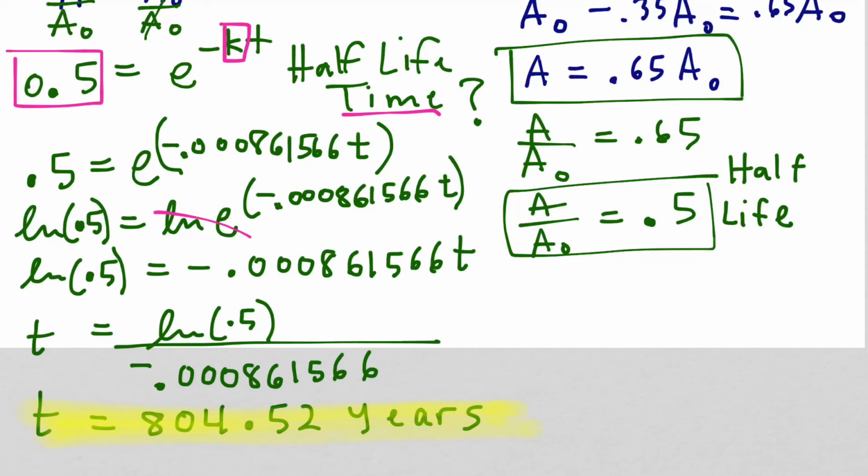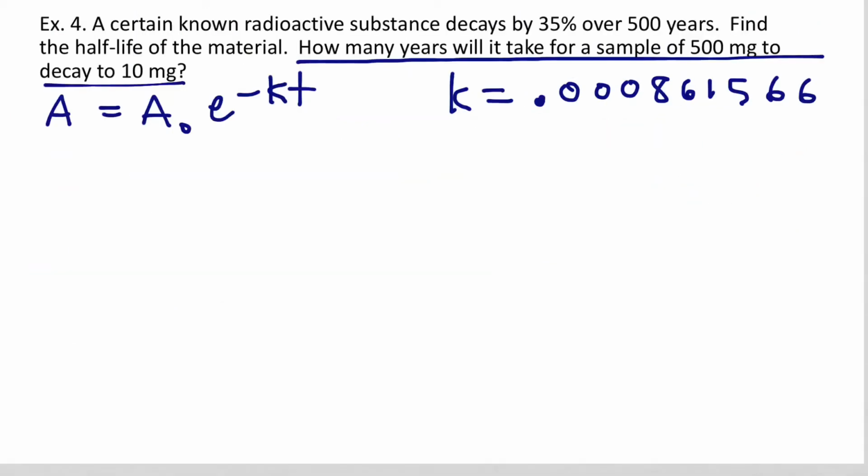All right, and then you can do some rounding, but be careful because it's very sensitive how it'll accept your homework problems, as we know. Let's do the last part of the question now. It says, how many years will it take for a sample of 500 milligrams to decay to 10 milligrams? Okay, we know our rate. All right, we don't know our time. That's what we're going to figure out.